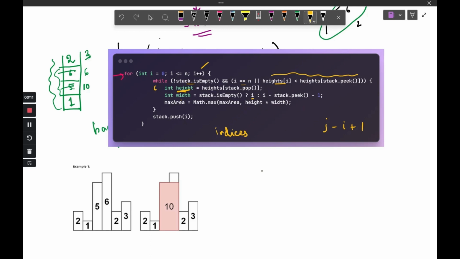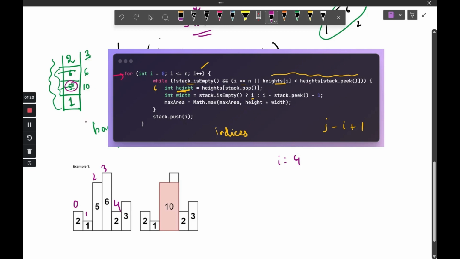So in this case, i is equal to 4. Now because I have popped out my peak when I removed 6 already, the first thing we are doing is popping it out. So we are doing stack.peek. Now peek was containing 5, which means it was containing index 2. So peek is giving me index 2. And 4 minus 2 minus 1 is going to give me 1. So the width I got is 1.